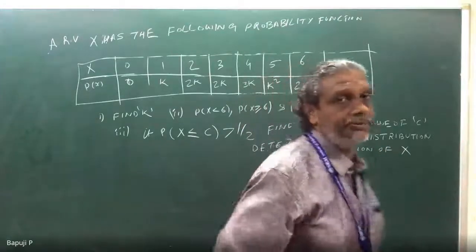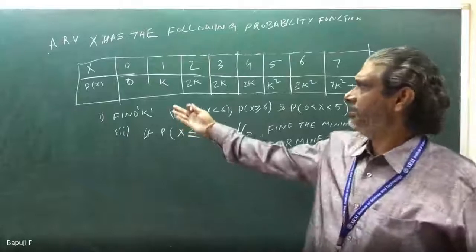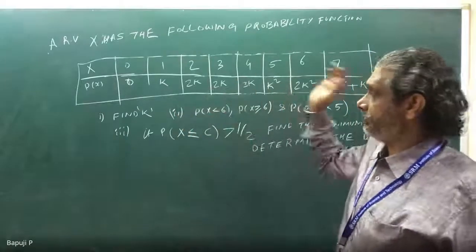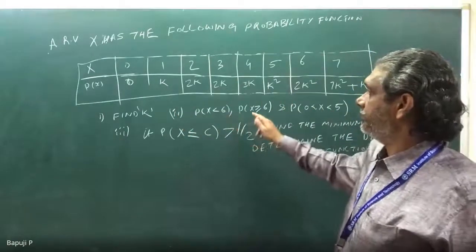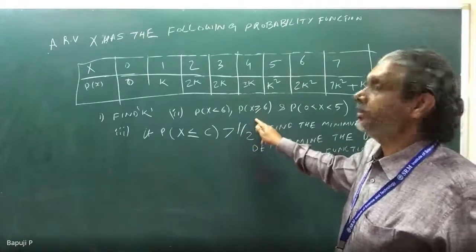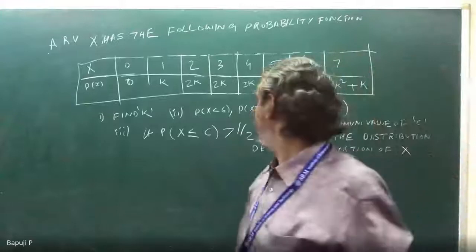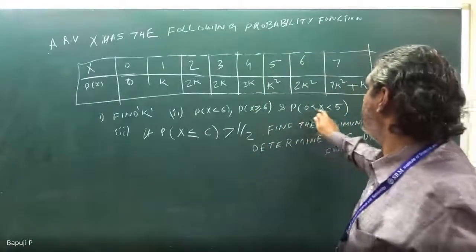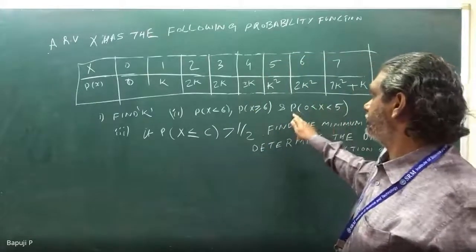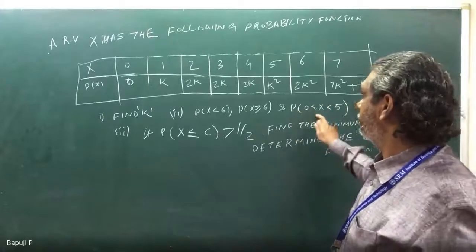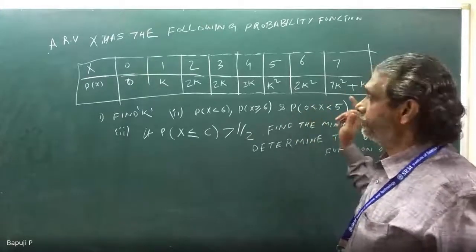So it's a very good problem. The first part you will do nicely: the sum of p of x equals 1. P of x less than 6 you can do. X greater than or equal to 6 means what? You can do 1 minus the probability of x less than 6. Probability 0 less than x less than 5 means probability x is equal to 1, plus x is equal to 2, plus x is equal to 3, plus x is equal to 4.